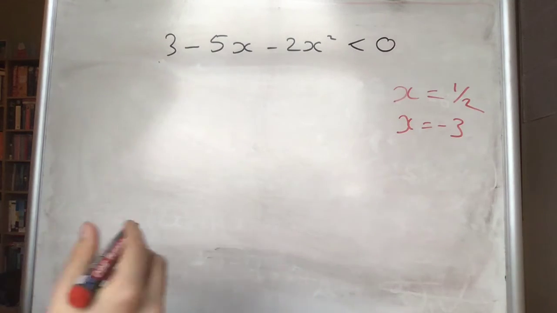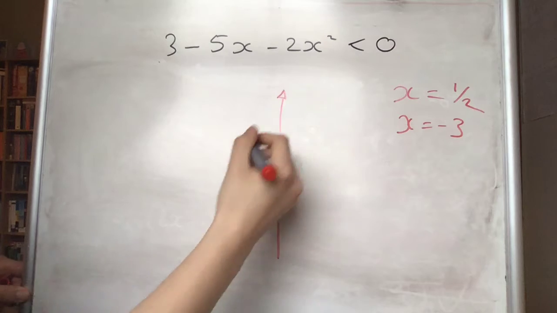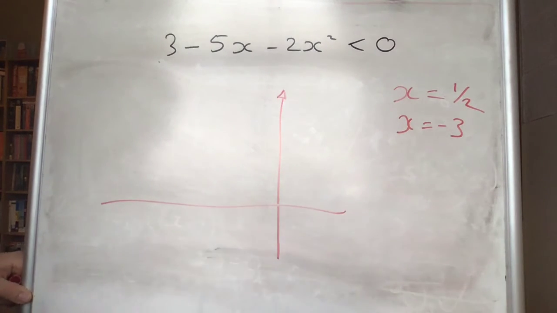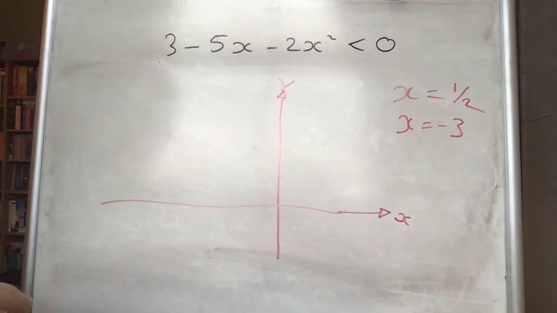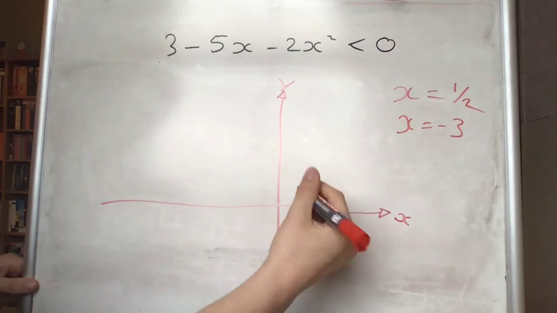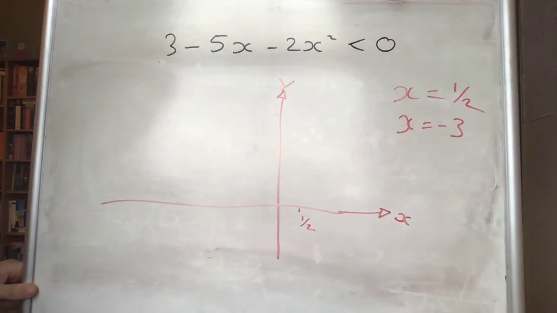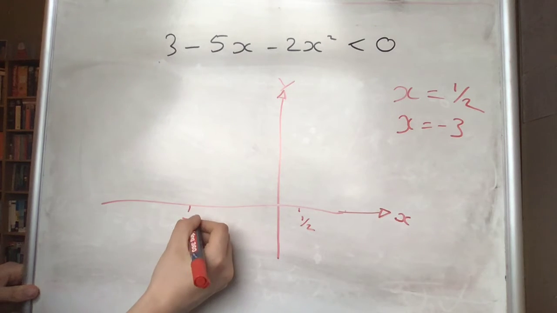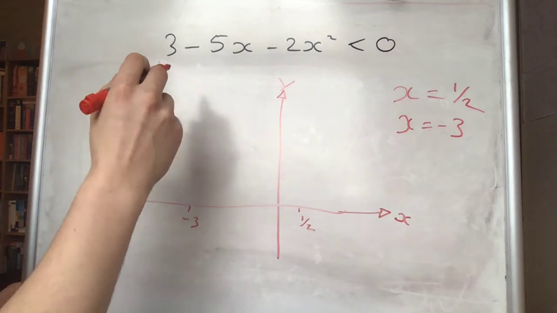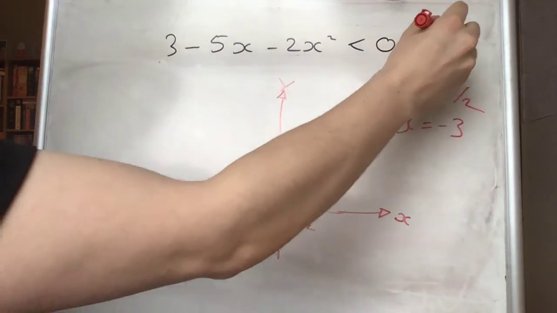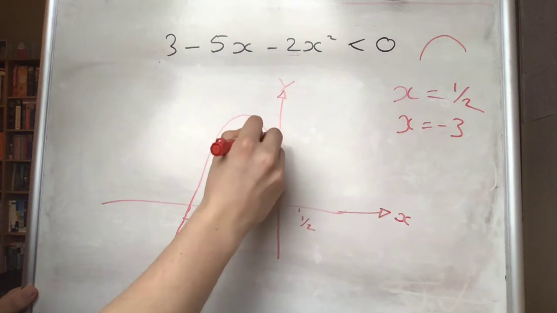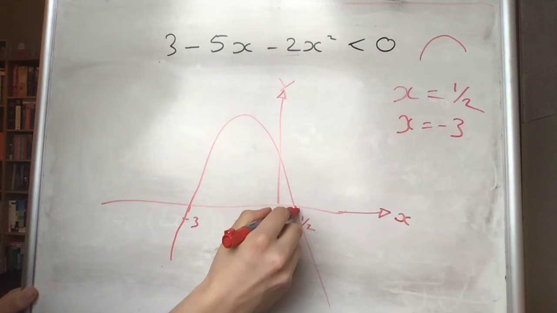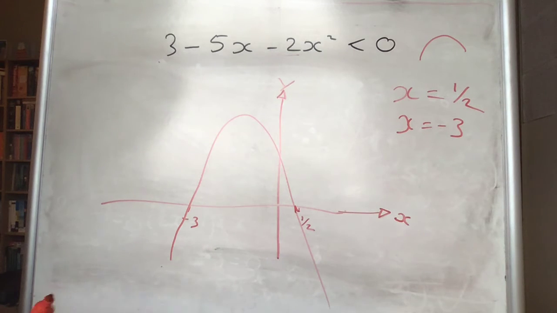So if we were to draw the graph, we can have our y-axis and our x-axis. Excuse the lack of straight lines. I would recommend you use a ruler. And then we want to know where it's crossing the x-axis. So we've got a point at half here, and we've also got a point at -3 over here, okay? And as we had originally a negative coefficient, we're going to get a graph shape that looks a little bit like that. So it's going to look something like this. That should cross over at the half point there. Okay, so that is the shape of our graph.